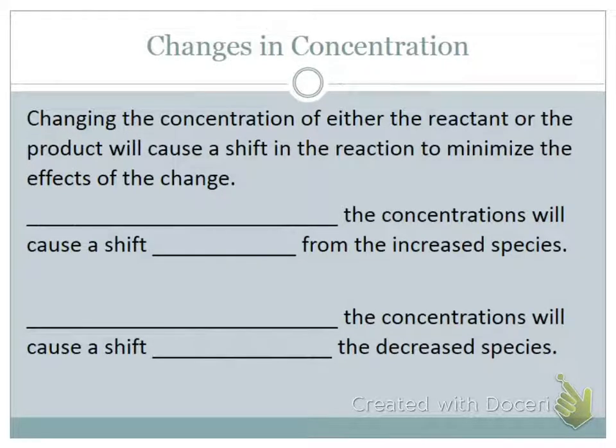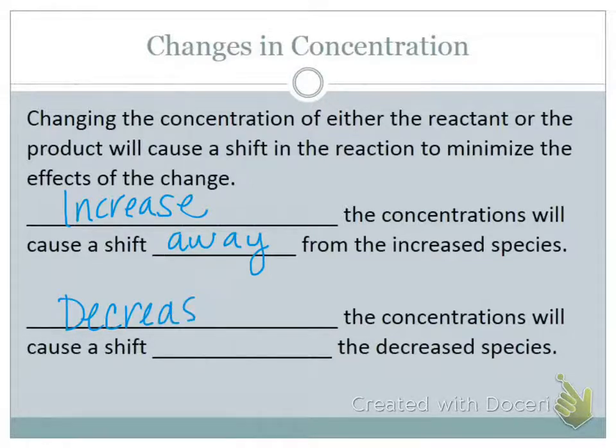Changing the concentration of either the reactant or the product will cause a shift in the equilibrium to minimize that change. So if I increase my concentration, the equilibrium will shift away from that increased species. If I increase my reactant, it will shift away from it and go towards product. But if I was to increase my product, it would shift back to the left in favor of the reactants. So you just have to look at what's being increased. If I decrease the concentration, it will shift toward whatever was decreased.